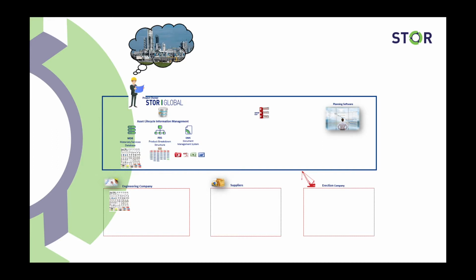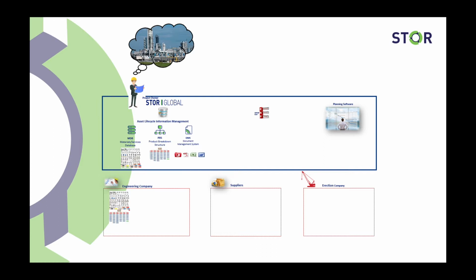Soon the owner's team creates the first, second, and third levels of the work breakdown structure inside of our product breakdown structure system. This information will need to be supplied to the engineering companies to help them certify they are following the right project scope. The planning software will also have to be filled with the updated information for the creation of a program evaluation and review technique, most known as PERT. And STOR will make it happen automatically.